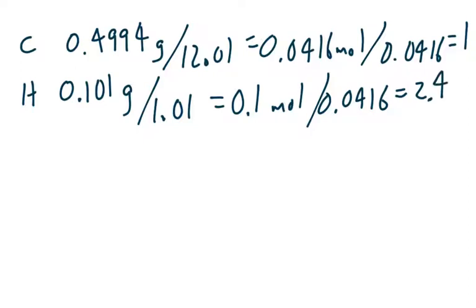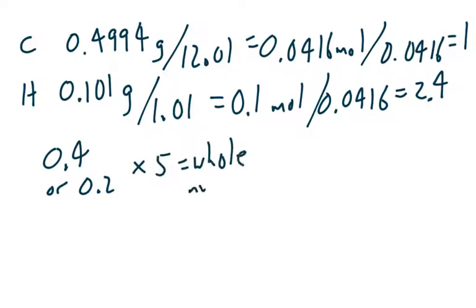Now earlier, I don't know if you remember when I mentioned this, if something ends in 0.4 or 0.2, we could use the same rule. The rule is to multiply by 5 to get a whole number. So what we're going to do here is multiply both of these, because remember, what you do to one, you do to both. We're going to multiply them both by 5. So when you multiply the carbon by 5, excuse me.